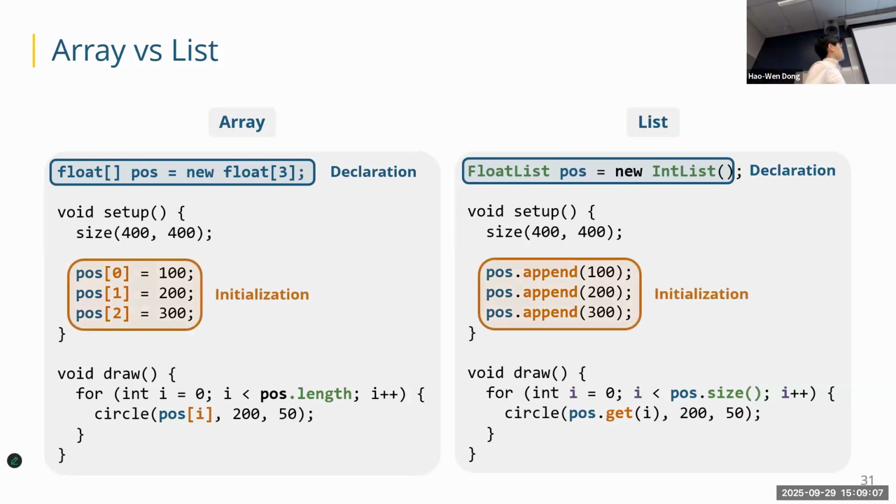But for initialization, you could do 0, 1, 2 directly with the array. For list, you have to use functions like append or add. For length, for array, you just do .length without the parentheses because this is a property of an array. But for list, you want to use size with parentheses because it's a function of a list. A list doesn't necessarily know how long it is. It has to trace it so that you get the length. But anyway, you can still pretty much do the same thing for array and list.